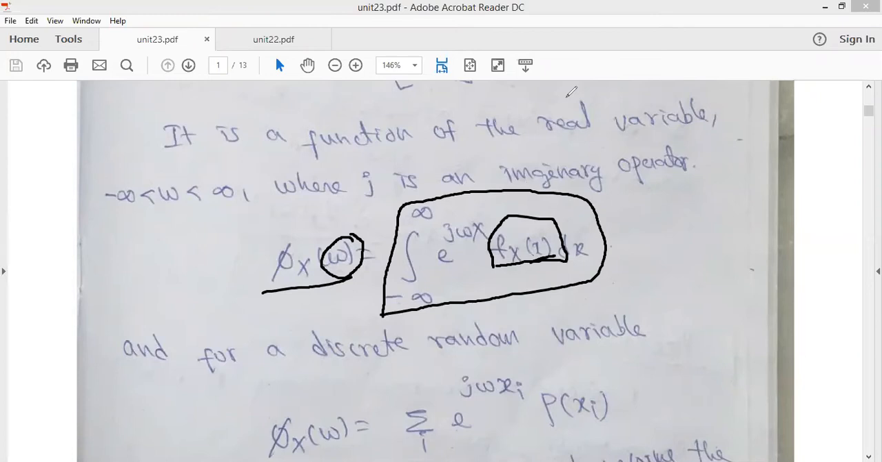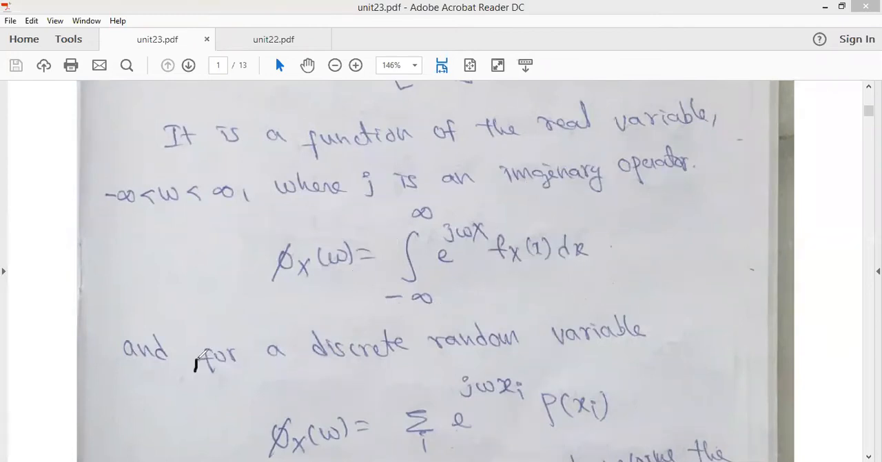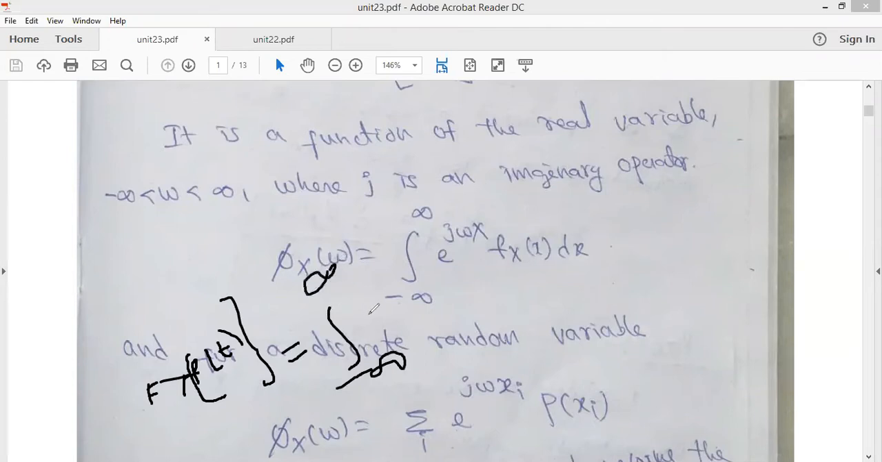Now, for example, the Fourier transform of some function f of t is given as the integral from minus infinity to plus infinity of f of t e power minus j omega t dt. This is the Fourier transform as a function of t. Whereas here we are taking a random variable x instead of t. So the Fourier transform of f of x will be the integral from minus infinity to plus infinity of f of x e power minus j omega x dx.